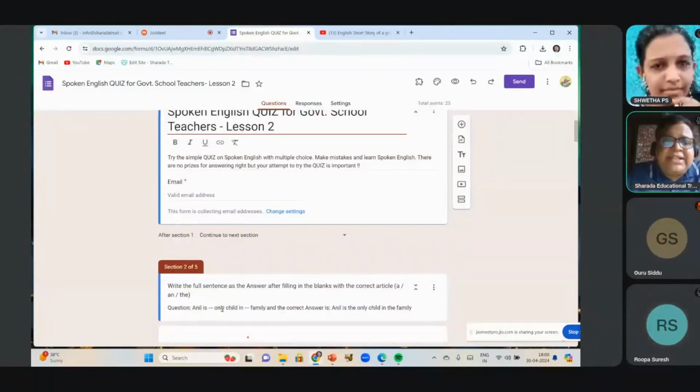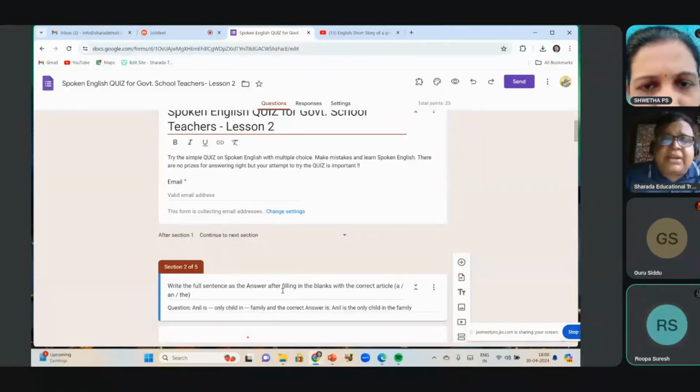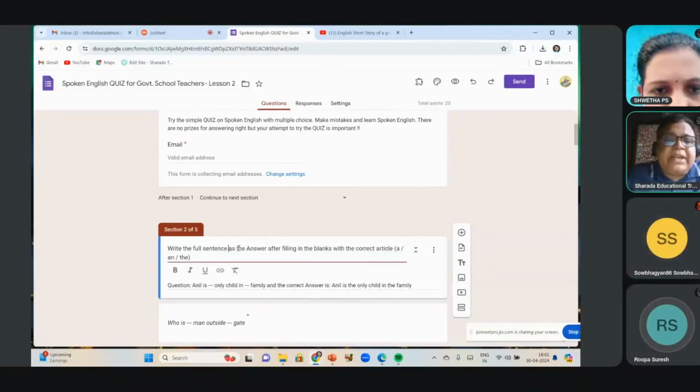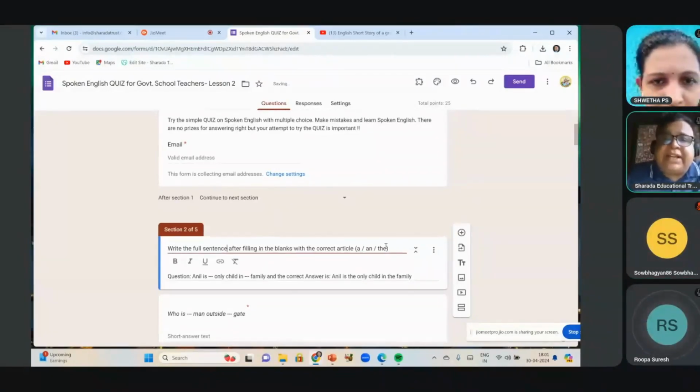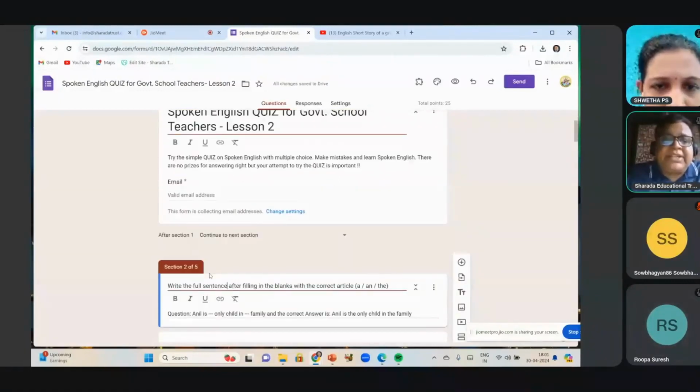Sir, Anil is dash dash only child in dash dash family. Anil lived in a... No, no, no. You have to read. That's what I'm saying. This time, everyone has to read the question carefully. Write the full sentence as the answer after... Here, I myself made a mistake. Write the full sentence after filling in the blanks with the correct article. Anil is dash dash only child in dash dash family.